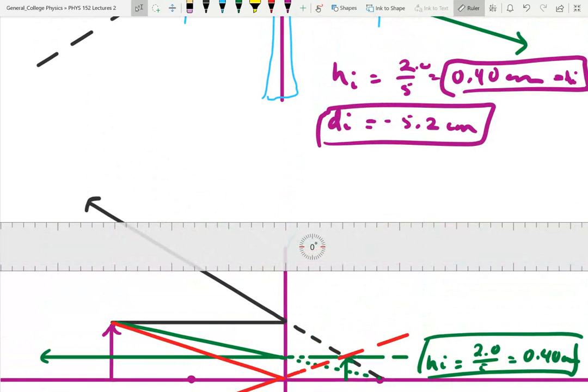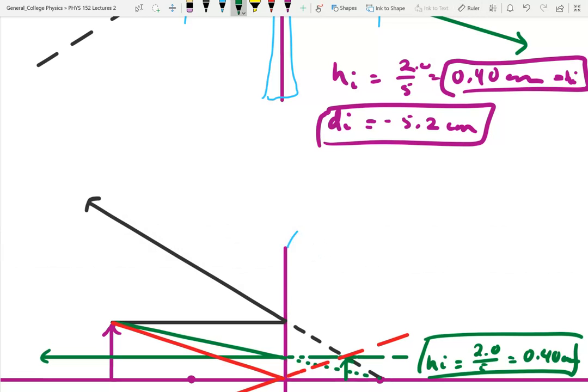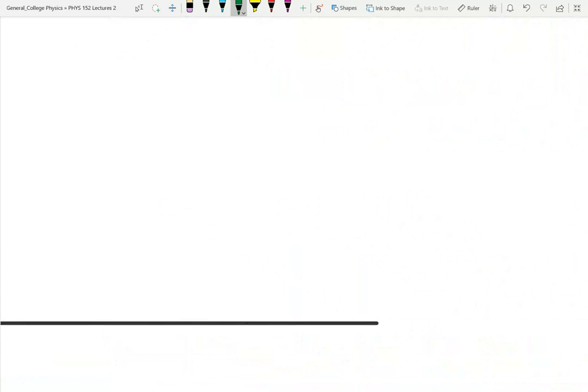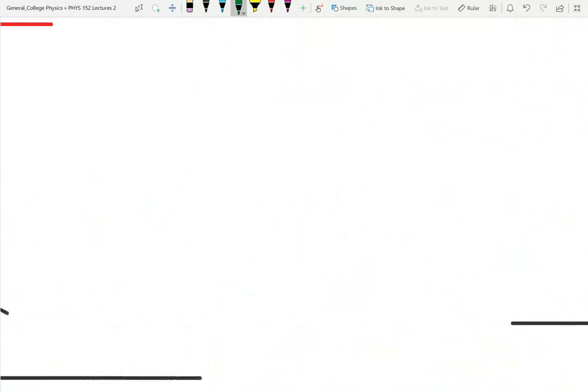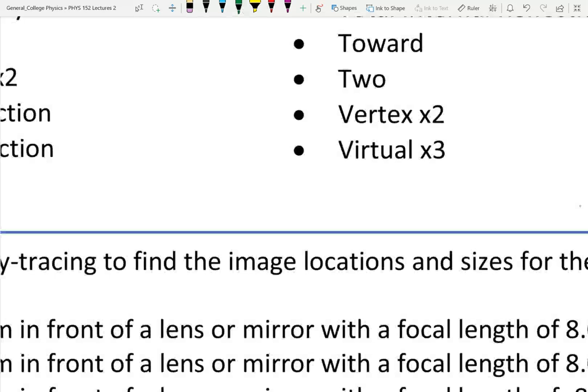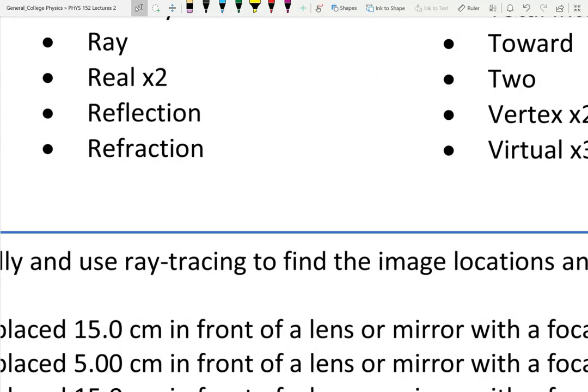Now you might wonder, why did I do better on these two? Because I was diminishing the size, right? The magnification for these is less than 1. When it's less than 1, it's actually going to help you to have less error. Okay, so that's how we do all of our ray tracings and use the equations.